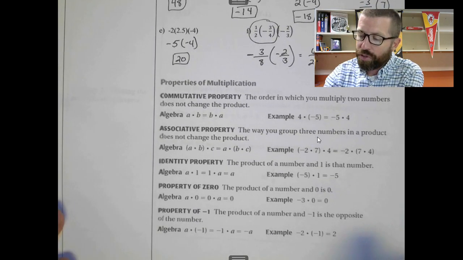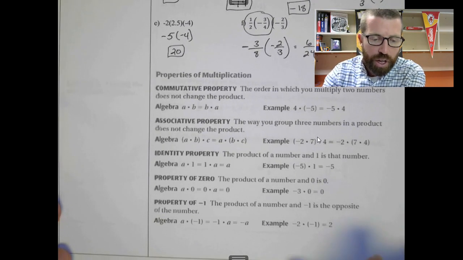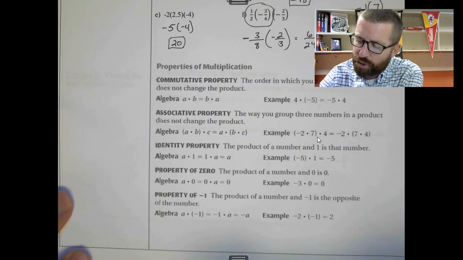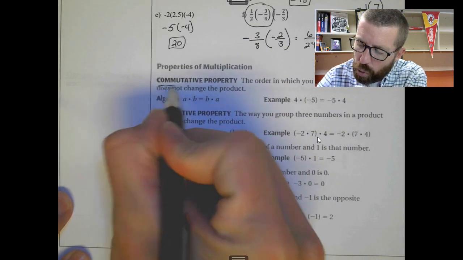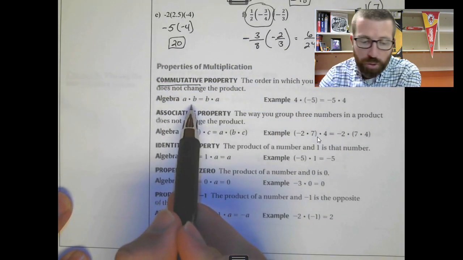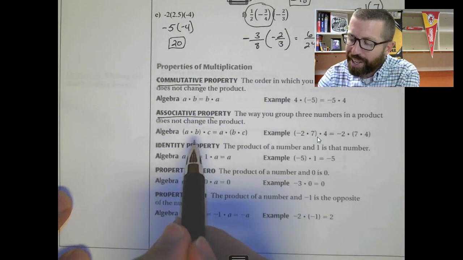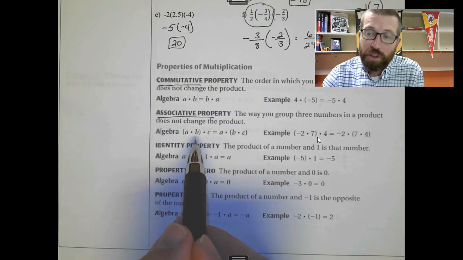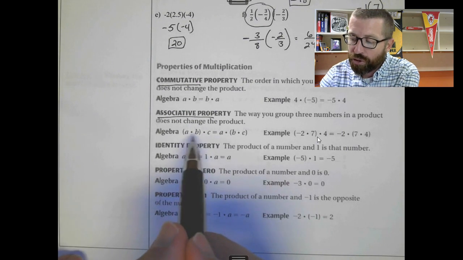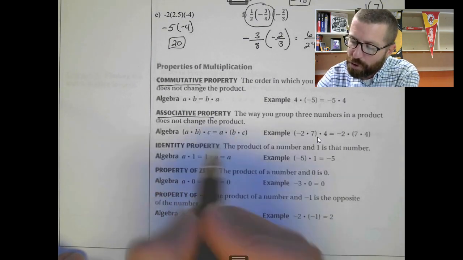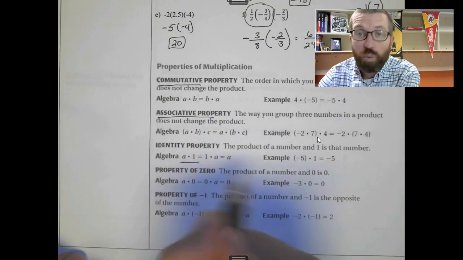Okay, so these are the properties of multiplication, and we'll go through these a little quickly. The big thing is to get what they mean. So order does not matter with multiplication, the commutative property. The associative property says kind of the same thing, but grouping doesn't matter. So you can multiply first and second, and then second and third. If you multiply anything by 1, you get what you started with.